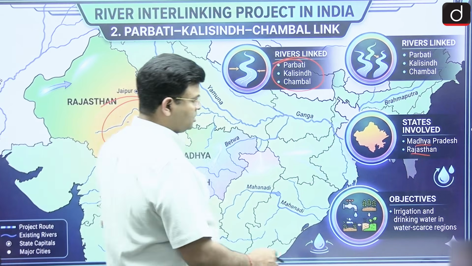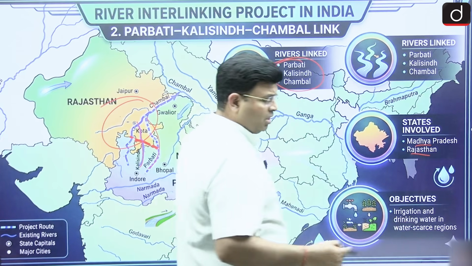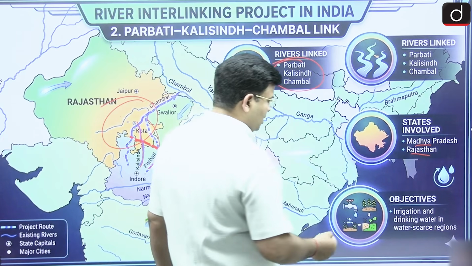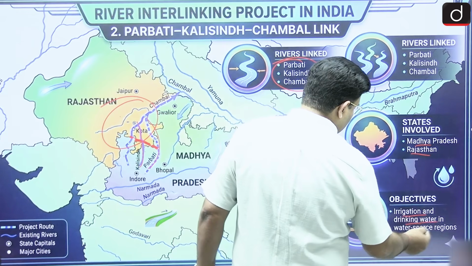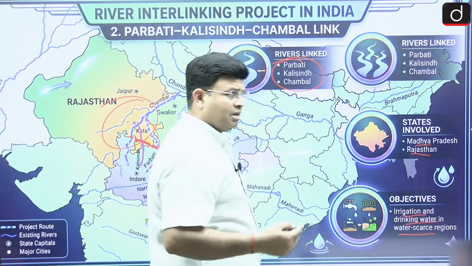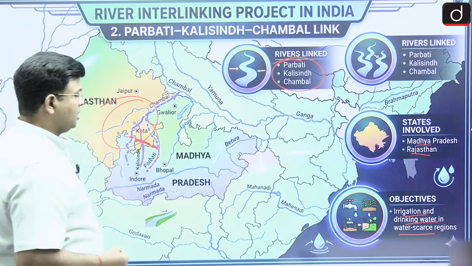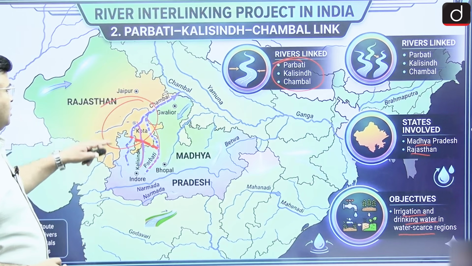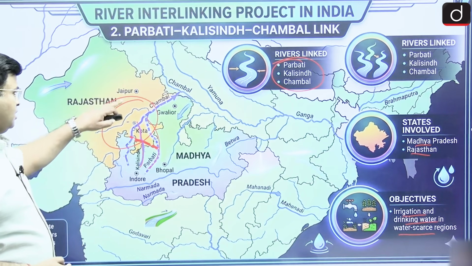And what is the objective? Simply: irrigation, drinking water, and water for industry. So irrigation and drinking water in the water resource area, and industrial use water also. Another one is the Eastern Canal, the Rajasthan Canal link, which is also there.